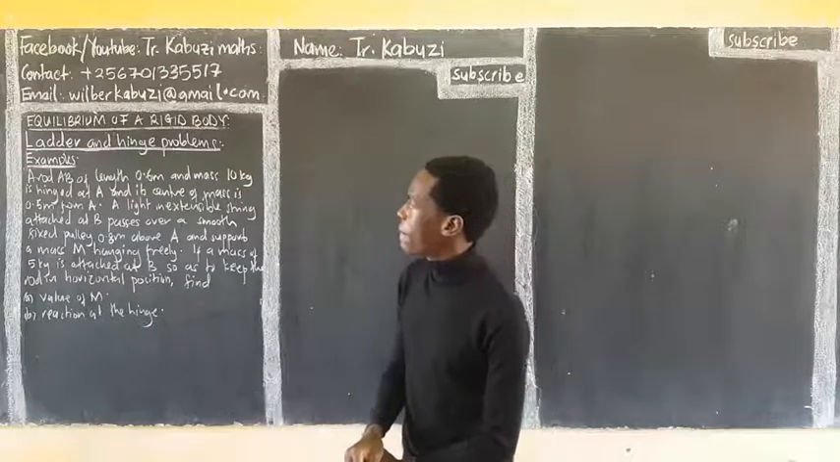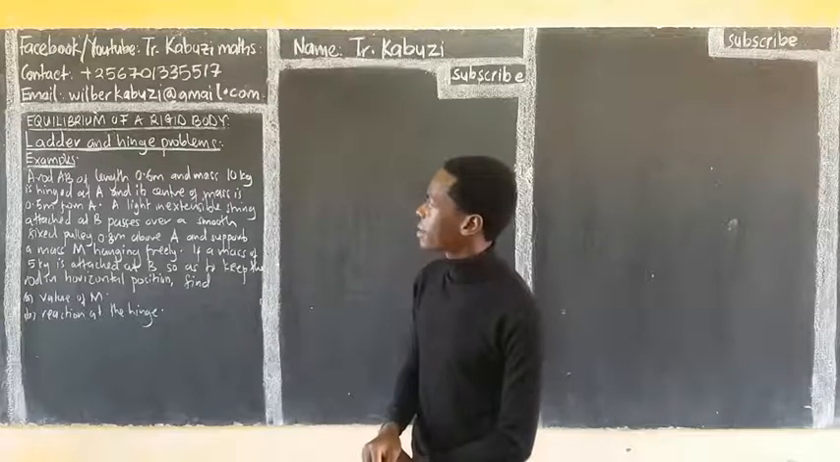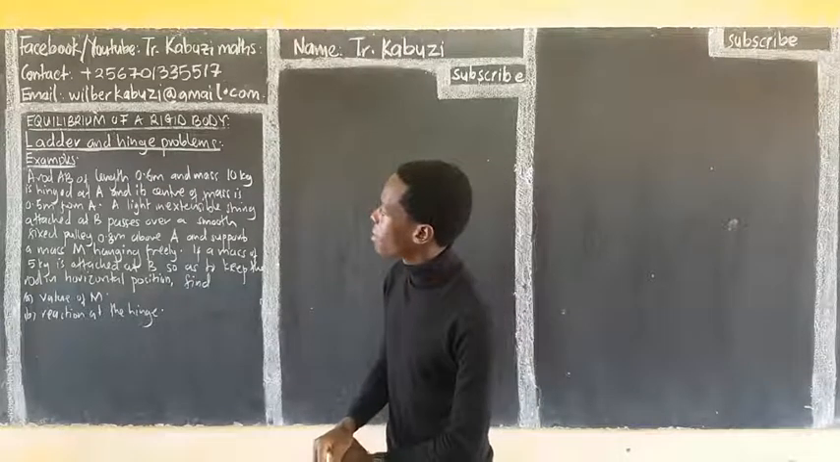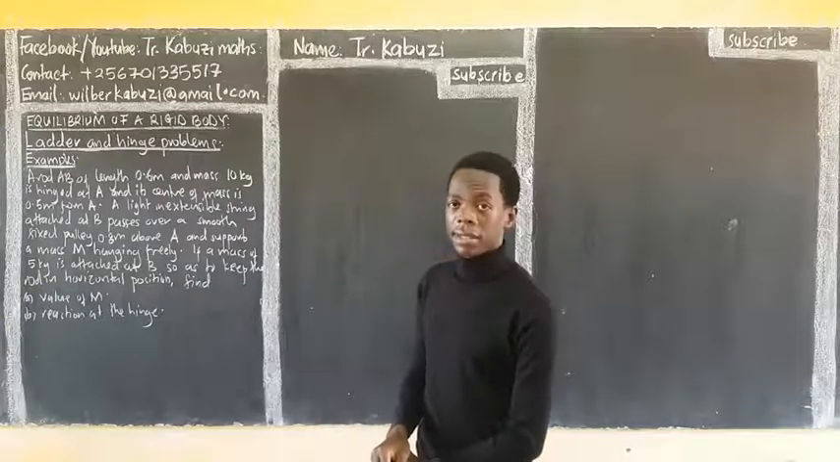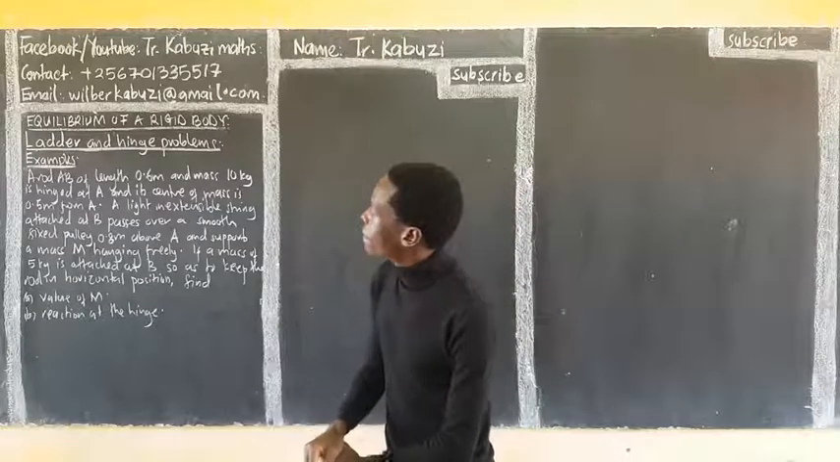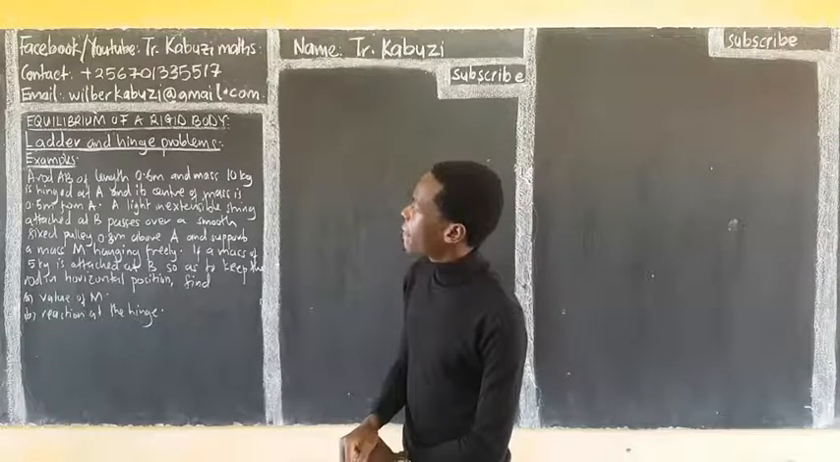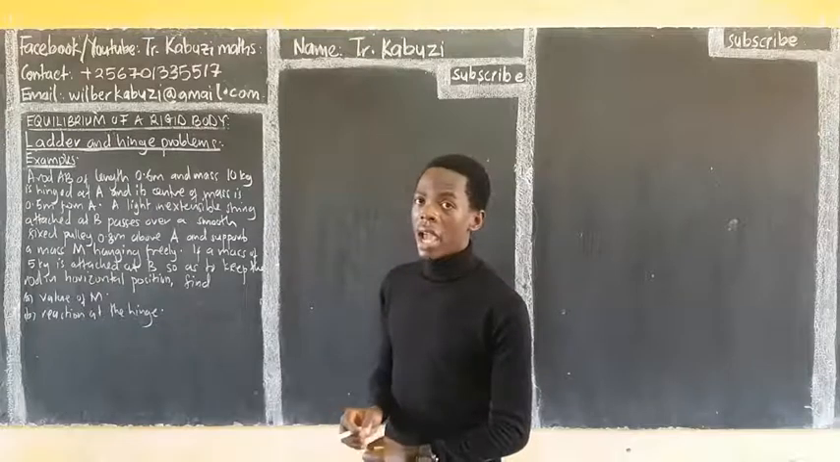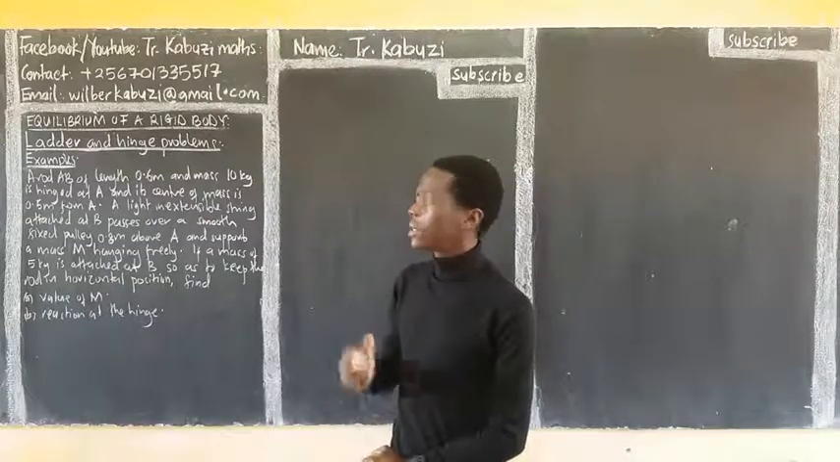Okay, a rod MB of length 0.6 meters and mass 10 kilograms is hinged at A, and its center of mass is 0.5 meters from A. It means that this is not a uniform rod because the center of mass is not in the middle.